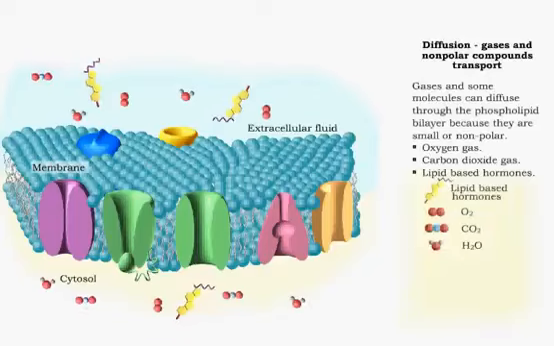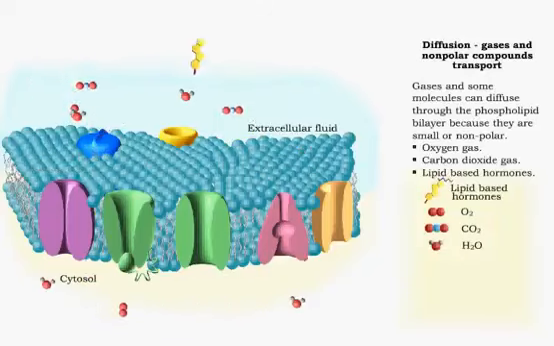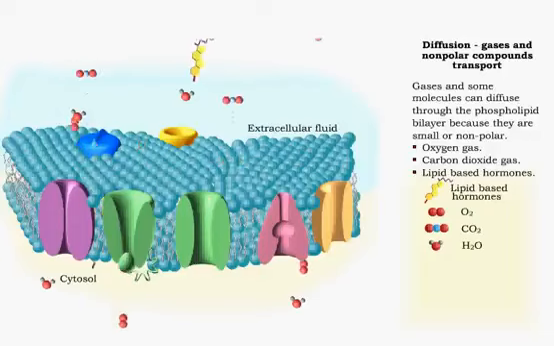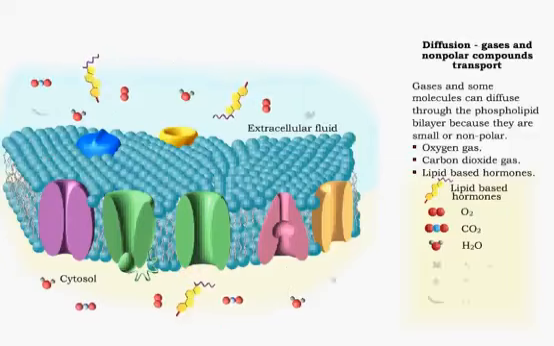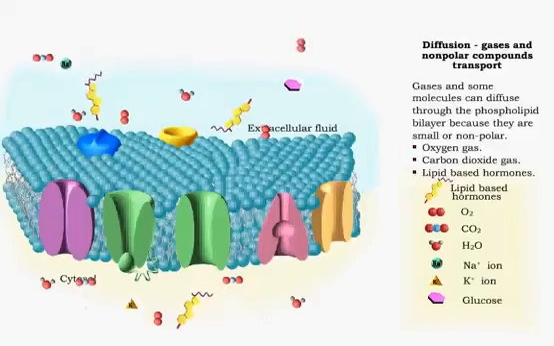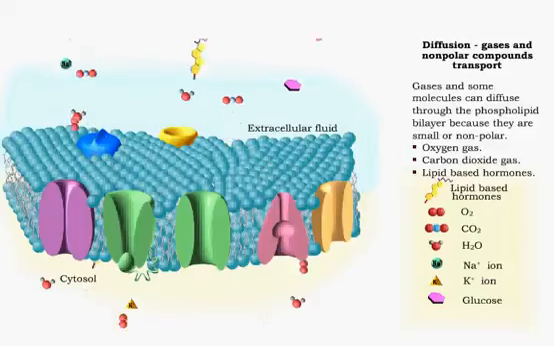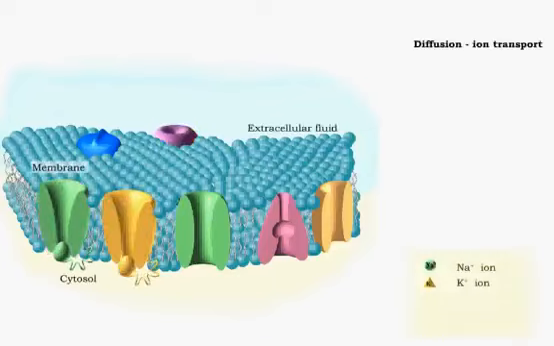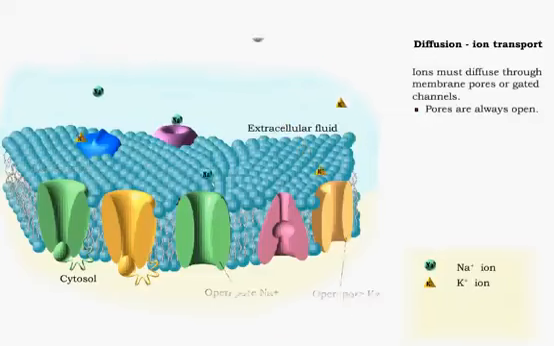Gases and nonpolar molecules pass through the bilayer along their concentration gradients in the process of diffusion. Ions and glucose cannot pass through the phospholipid bilayer. Charged molecules, like ions, diffuse through the plasma membrane via membrane proteins.